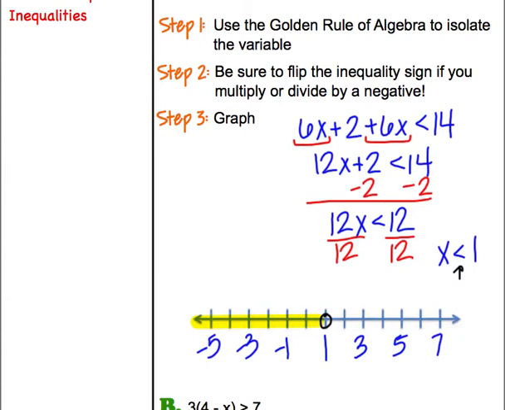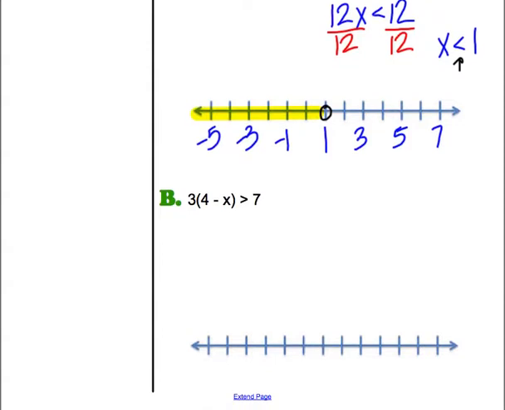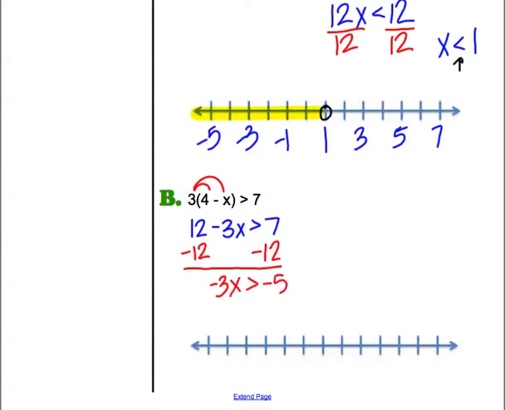All right, now we can take a look at the next example. Now we've got here 3 times the quantity 4 minus x is greater than 7. So the first thing that I'm going to do is distribute that 3, which will give me 12 minus 3x is greater than 7. And then I can subtract 12, remembering that that 12 is positive, so I need to subtract it, which gives me negative 3x is greater than negative 5.